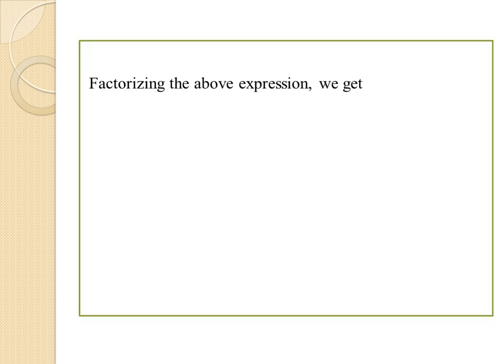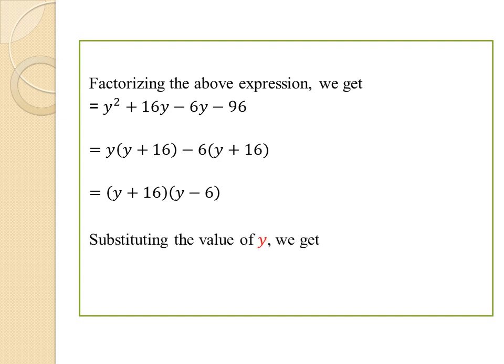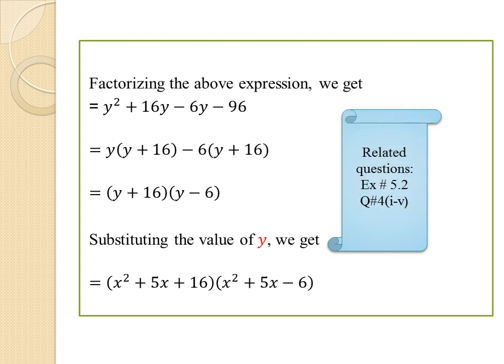If we observe carefully, the above expression is of the type we have discussed earlier. So splitting the middle term, we have this expression, and after pairing, we will get this. So combining the factors, we have y plus 16 into y minus 6. Now, substituting the value of y back into the equation, we get x square plus 5x plus 16 into x square plus 5x minus 6. The questions related to these types are question number 4, part number 1 to part number 5 of exercise 5.2.